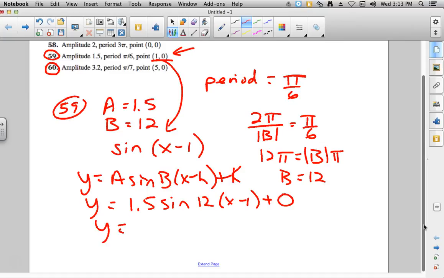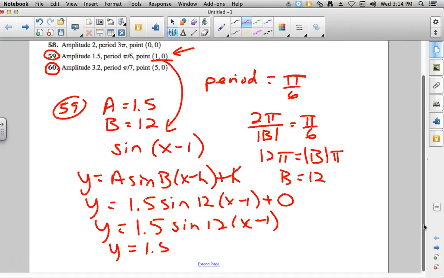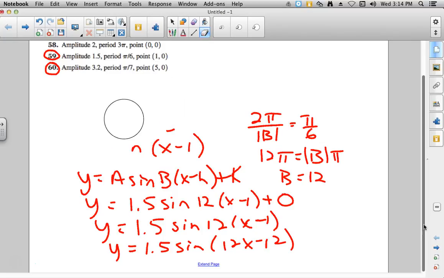So if we clean this up a little bit, I did see that the book just went ahead and left this instead of going ahead and distributing the 12. That's perfectly fine, especially if you're going to have to graph it. That's probably what you would want to do anyway. So we can certainly leave it just like that. Now, it wouldn't be a bad idea to distribute it either and finish it up that way. So this thinking is the same for number 60.